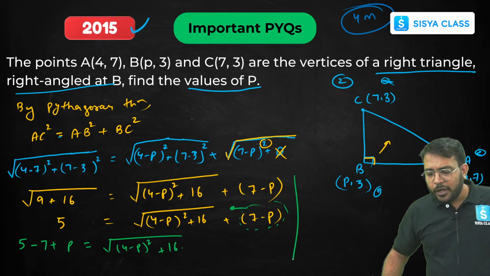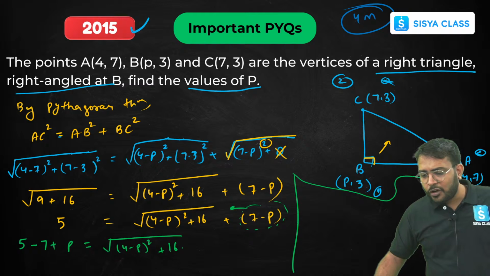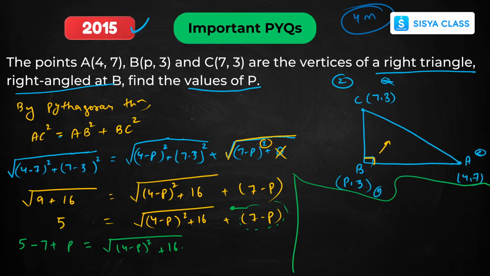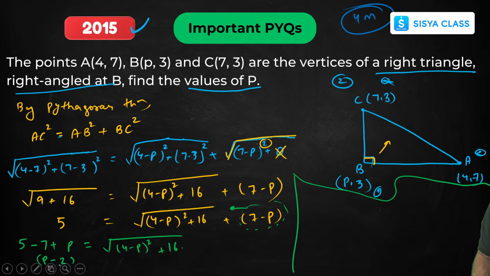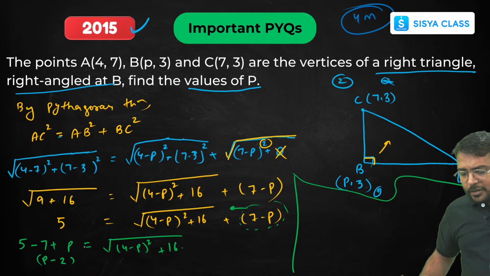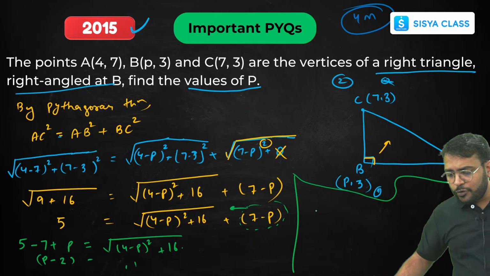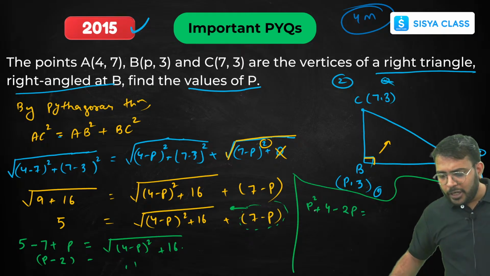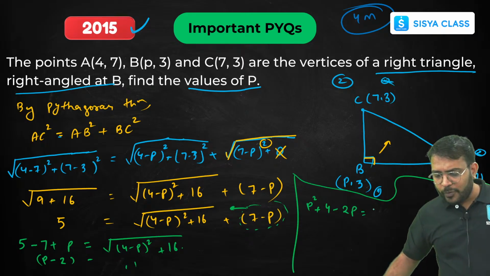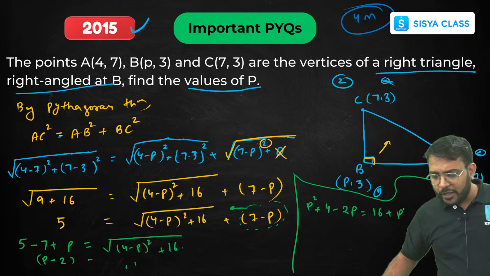Now what will I do? Let's take square on both hand sides. Here, solving this, you get p minus 2, since 5 minus 7 is minus 2. Now take square on both sides. You are going to get p minus 2 whole square, which means p square plus 4 minus 2p, is equal to, on the right, 4 minus p whole square plus 16. 4 minus p whole square means 16 plus p square minus 8p, and plus 16.